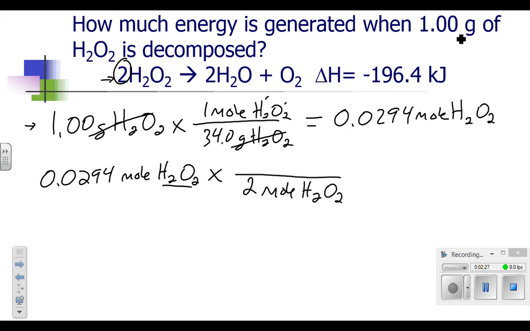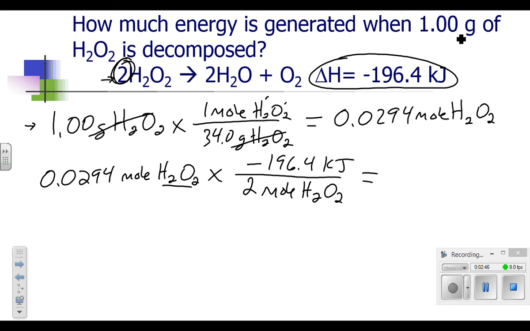But here's the thing about this. We don't put a mole up on top, even though this is a mole ratio. From the balanced equation, we know that when we have 2 moles of H2O2, we get this much energy. So we're going to put that up there, and that's in kilojoules. So now, moles of H2O2 will cancel out moles of H2O2. We end up in just kilojoules.